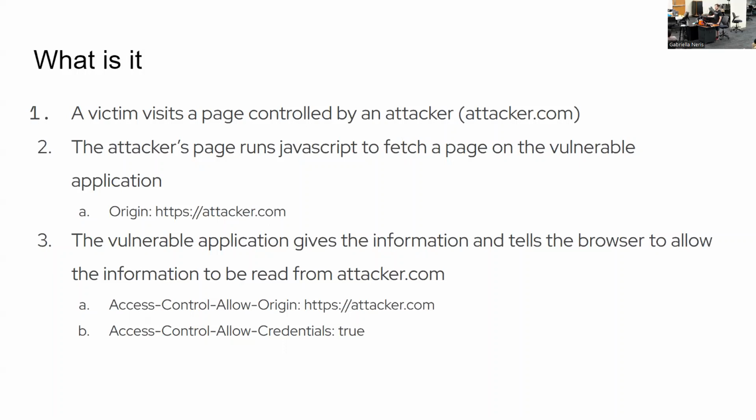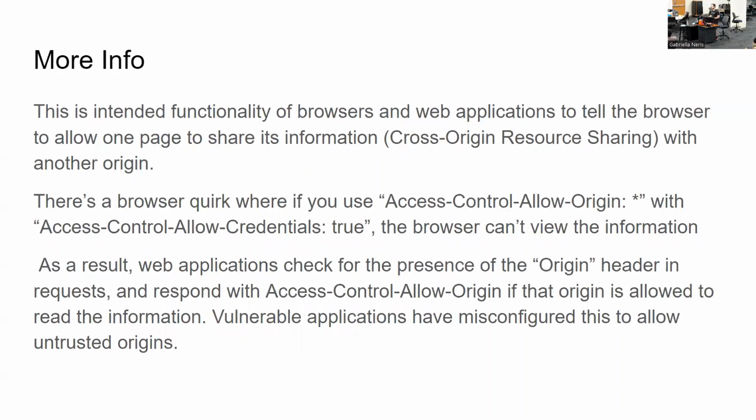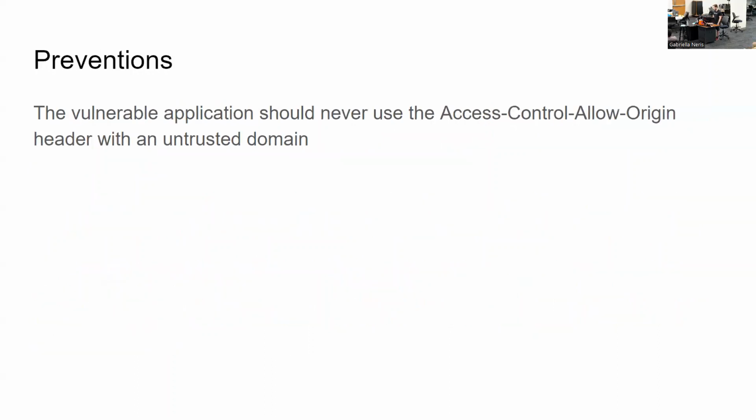And then the application will decide whether or not to allow access to that origin. And if it allows access, then it'll respond with Access-Control-Allow-Origin: attacker.com, and Access-Control-Allow-Credentials: true. So the way this could be misconfigured is if they don't validate the origin at all, or if they validate it in a weak way. So I pretty much talked about this already. Preventions: you just never use the Access-Control-Allow-Origin header with an untrusted domain.